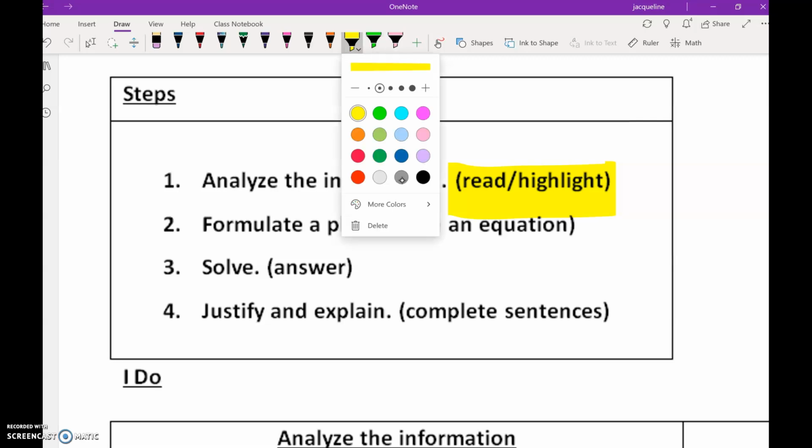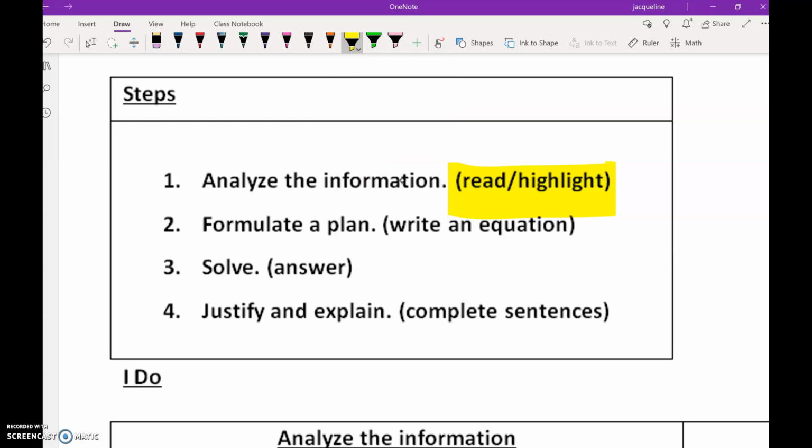Our next step is to formulate a plan, meaning that you're going to write an equation. Remember, we have word problems and it becomes a mathematical problem where we're going to create a math sentence. Our third step is we are going to answer that equation, meaning we're going to solve it. Fourth step is we're going to complete our sentence. Remember, we're going to justify and explain our answer in a complete sentence.